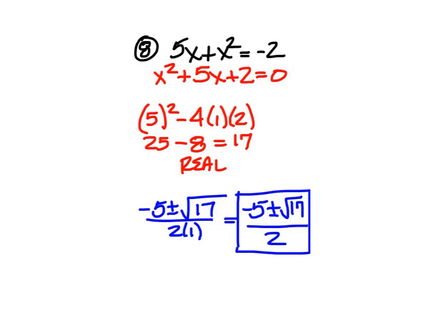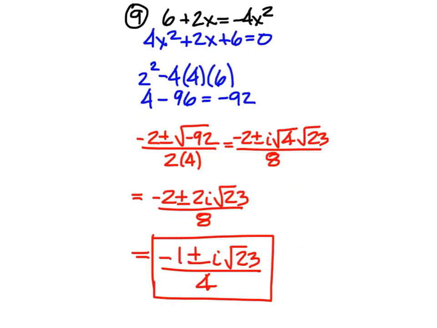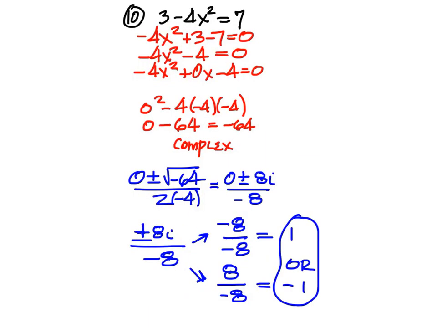And 8 is -5 plus or minus the square root of 17 over 2. 9 is -1 plus or minus I square root of 23 over 4. Number 10 is not 1 or -1. This is going to be an I in there as well. So you should have positive I or negative I for your answer.